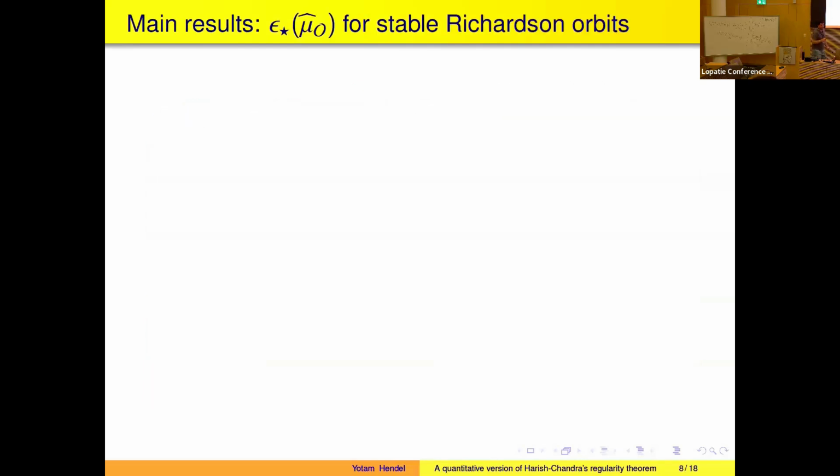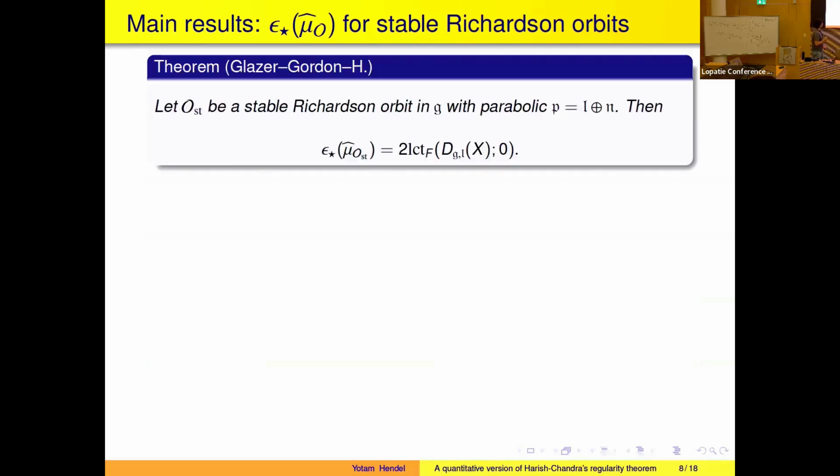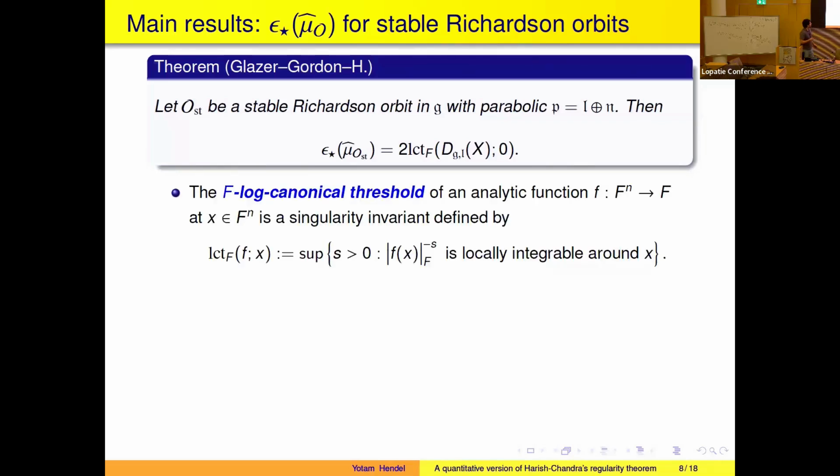Okay, so I can start discussing some results. The first thing that we can do is that for stable Richardson orbits, we can relate the integrability exponent of mu hat to a certain singularity invariant called the log canonical threshold. This will be the log canonical threshold of a certain kind of relative Weyl discriminant.